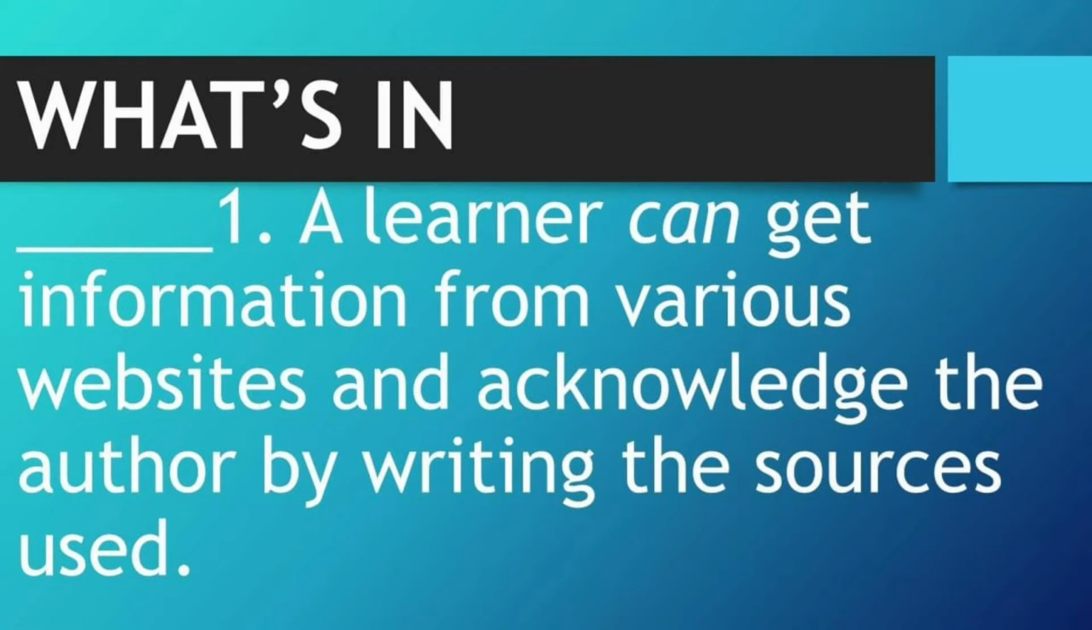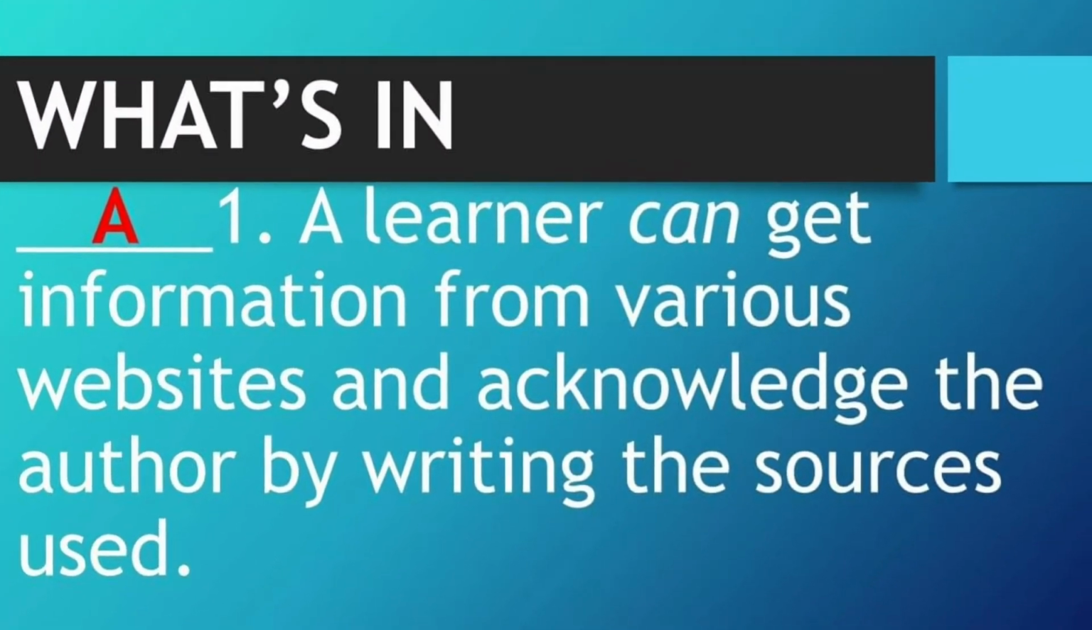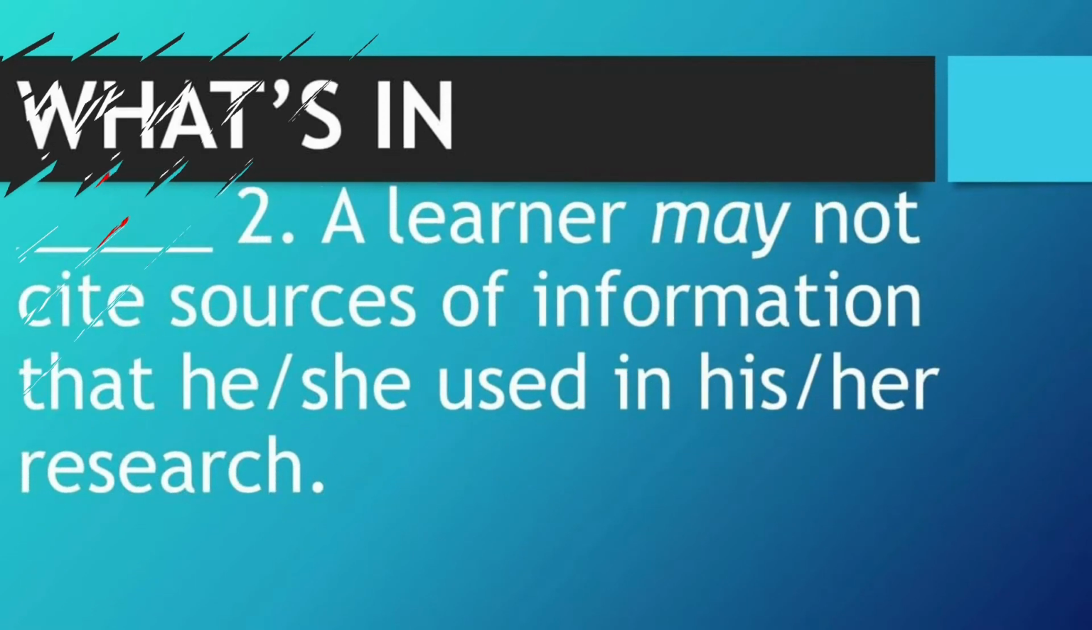Time's up. Let's check the answer. The answer is letter A, which means it is acceptable that the learners get information from various websites and acknowledge the author by writing the sources used. Number 2. A learner may not cite sources of information that he or she used in his or her research.